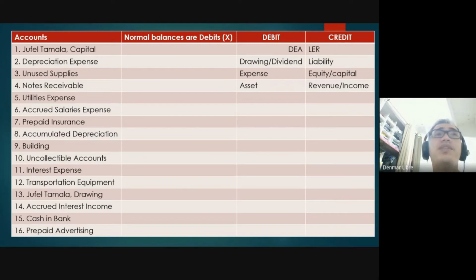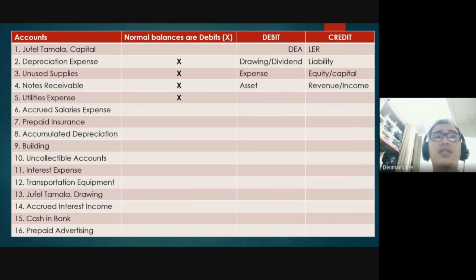Second, depreciation expense is an expense. The normal balance is debit. Unused supplies is still an asset because of the term unused. If the term becomes used supplies, that is now an expense. But of course, they both have a debit balance. Notes receivable is an asset with a debit as normal balance. Utilities expense is an expense account with debit as normal balance.